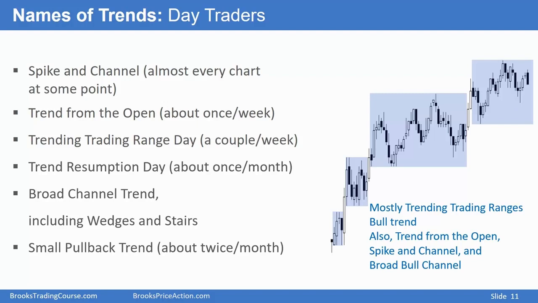If it's a small pullback bull trend, this is really not a good example because the pullbacks are too deep. Small pullback bull trends are the strongest types of bull trends, and they occur a couple times a month. This is, I think, more of a spike and channel bull trend. Spike here, or you could say the whole thing is a spike and then starting to channel up. And I would not call it a trending trading range day. It's also a broad channel. The pullbacks are fairly deep, and it spends a lot of time going sideways. That's characteristic of a broad channel.